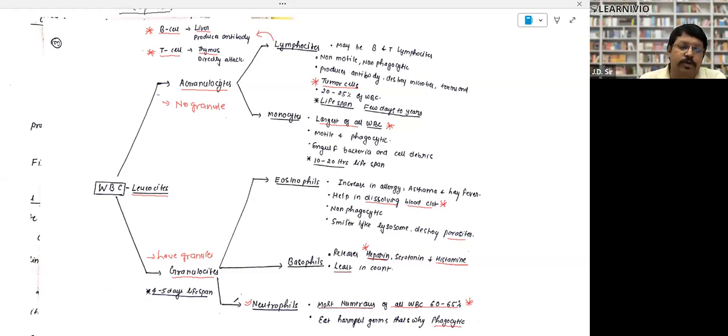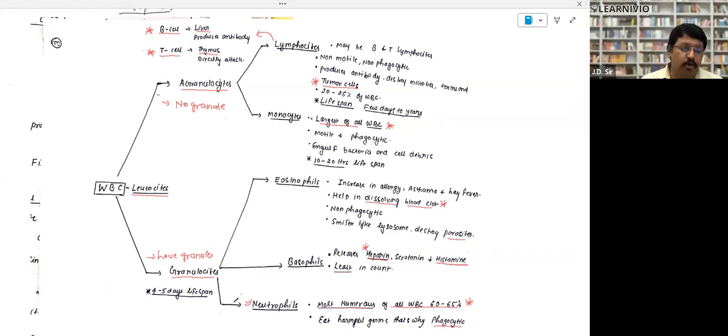Second type of agranulocytes are monocytes. They are the largest of WBC. This is the question. They are motile and phagocytic. They engulf bacteria and cell debris, means broken part of cell, right? They live for only 10 to 12 hours. That is the lifespan. Whatever I have underlined, that is the question.